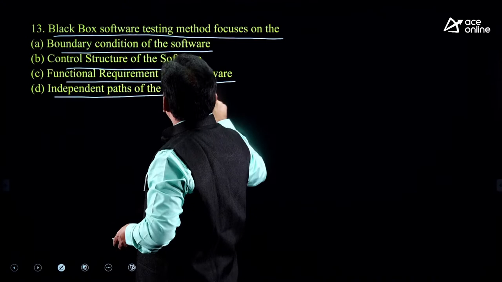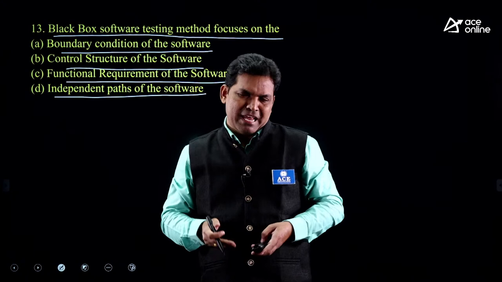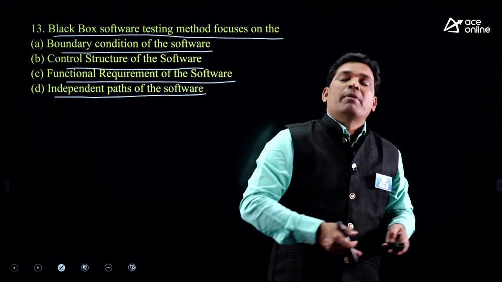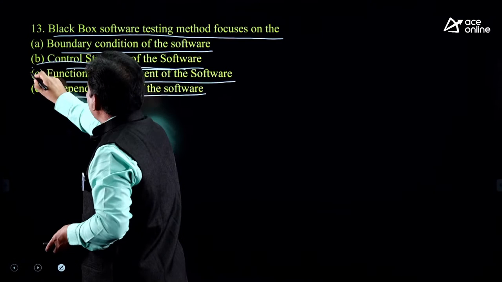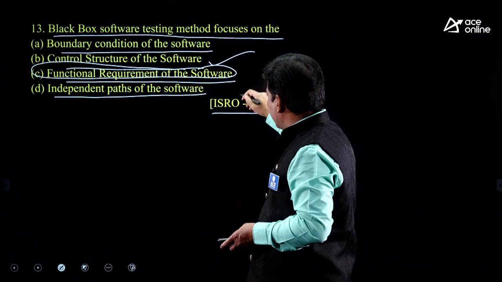We had discussed black box testing, white box testing. Black box testing's purpose is to test a set of inputs and to test the given set of outputs, right? That means black box testing comes under functional requirements of a software system, which was asked in the year ISRO 2011. The answer is C, right?